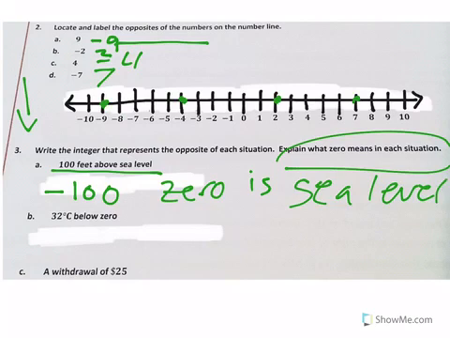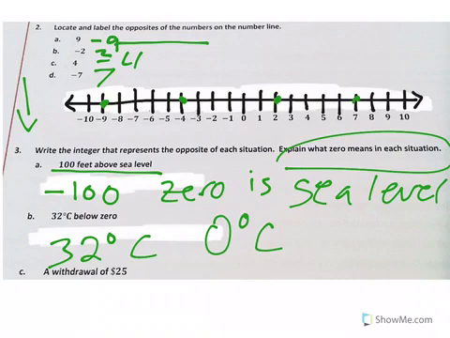Okay. 32 degrees Celsius below 0. Well, if we're looking at the opposite of that, 32 below 0, I know, is negative 32. So we're looking at 32 degrees Celsius. We're looking at the positive, right? 0 in this example is 0 degrees Celsius. It's 0 degrees as the temperature.